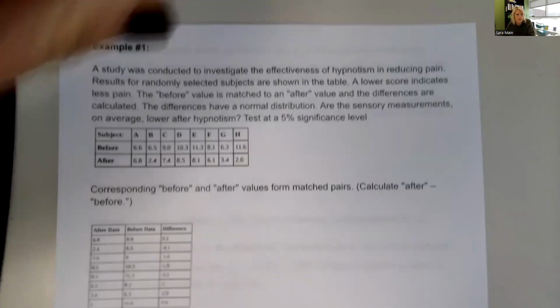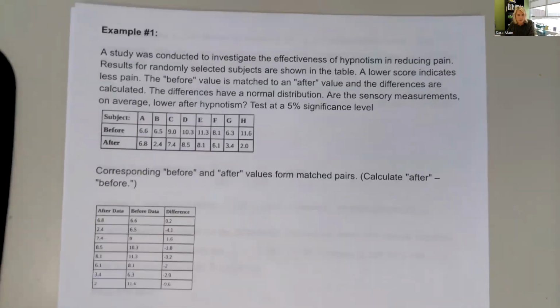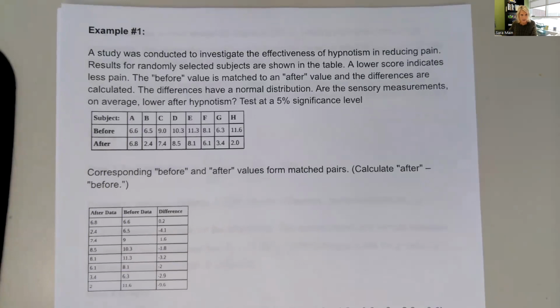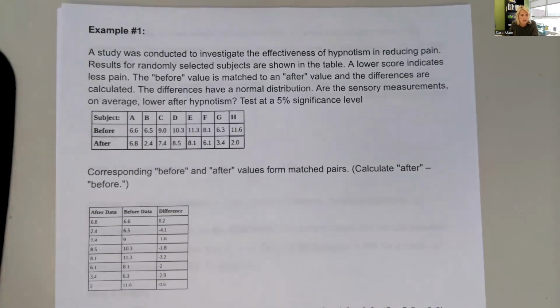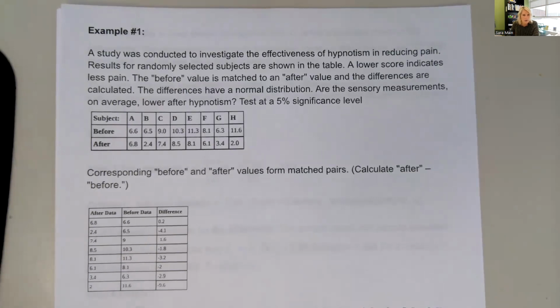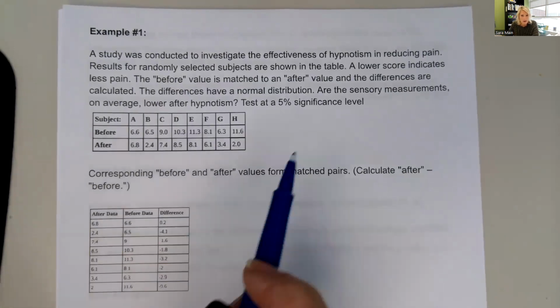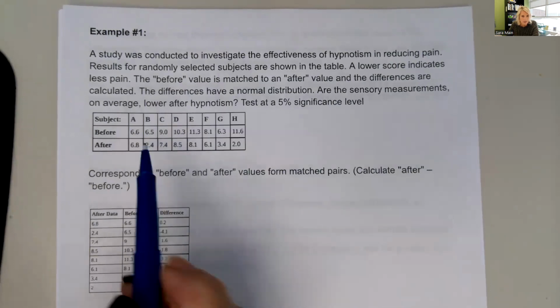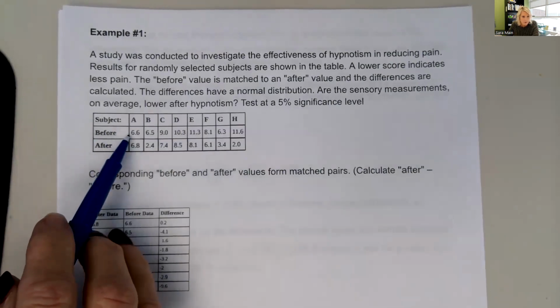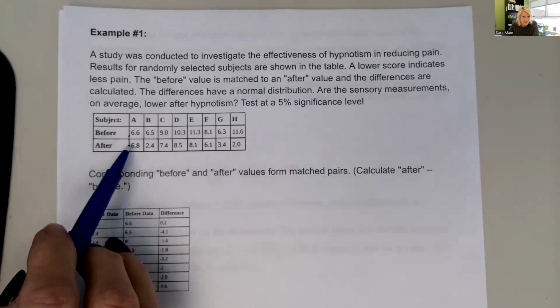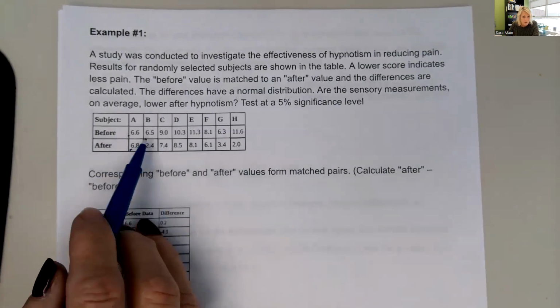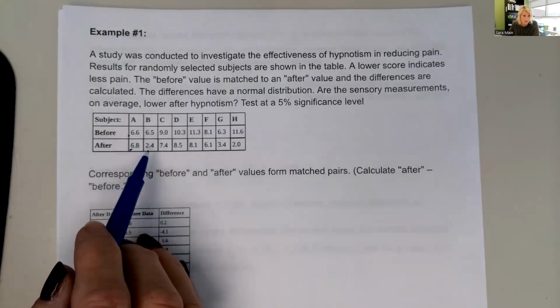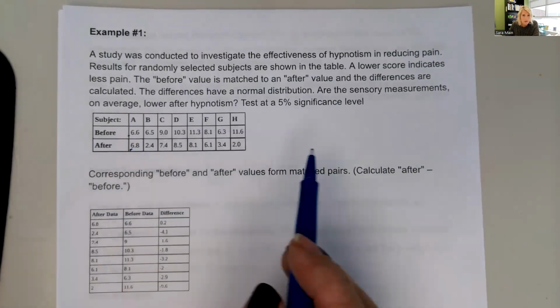Here. A study was conducted to investigate the effectiveness of hypnotism in reducing pain. Results from randomly selected subjects are shown in the table. A lower score indicates less pain. The before value is matched to an after value, and the differences are calculated. So this is subject A, and their before value was 6.6, and then it actually went up to a higher pain at 6.8. But then subject B, their before pain was 6.5, and it went down to 2.4.